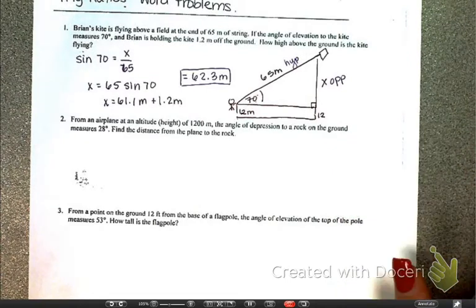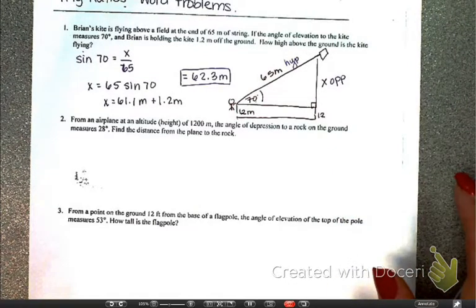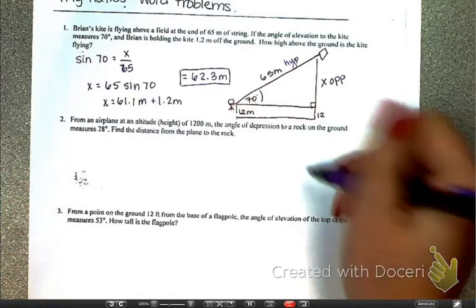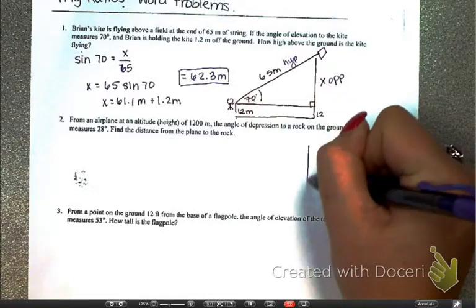So, did anybody get number 1 right? One person? A couple people? Okay. All the avid people? Because someone helped you with it?